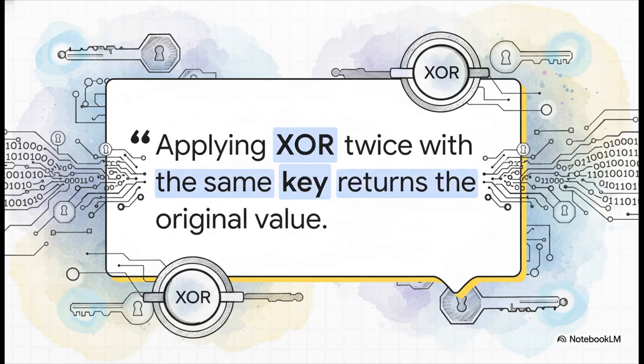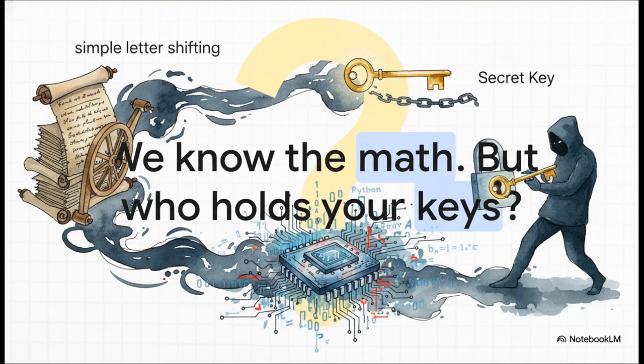I literally cannot emphasize this foundational concept enough. Applying XOR twice with the same key returns the original value. We call this the reversible property. It is this beautiful mathematical symmetry that makes modern encryption possible. It allows massive enterprise systems to process huge amounts of encrypted data incredibly fast without ever losing a single bit of information. So, we've tracked this strategic growth journey all the way from simple letter shifting right down to the blazing fast binary logic of Python.